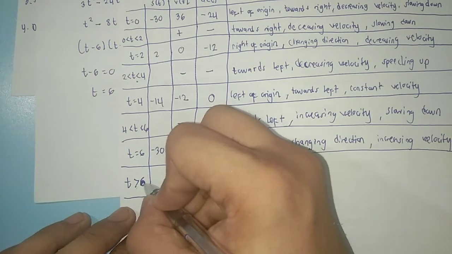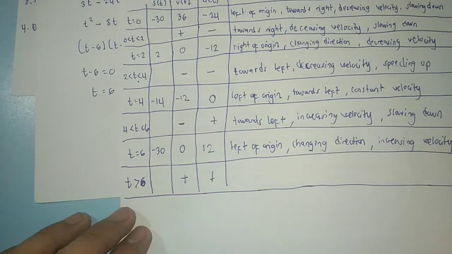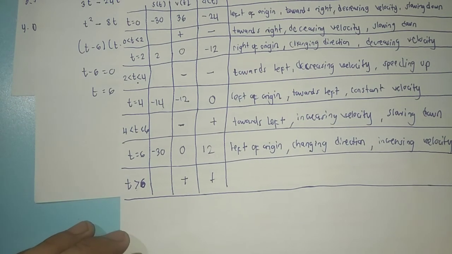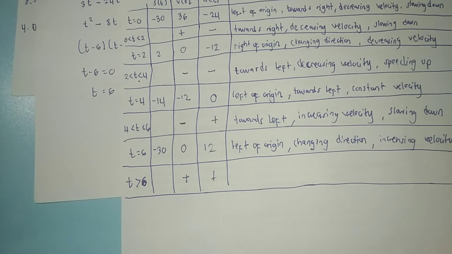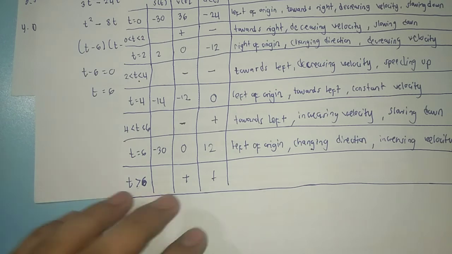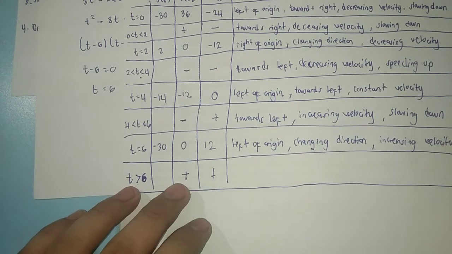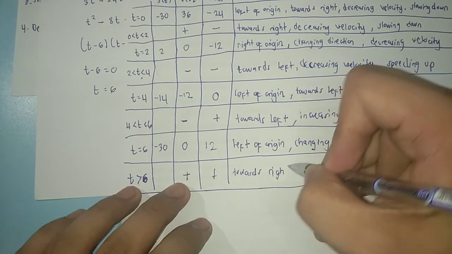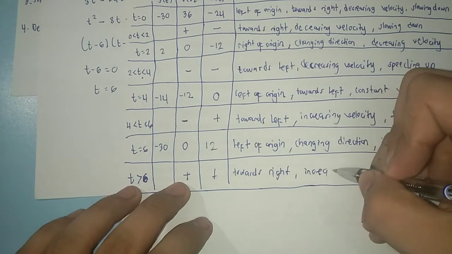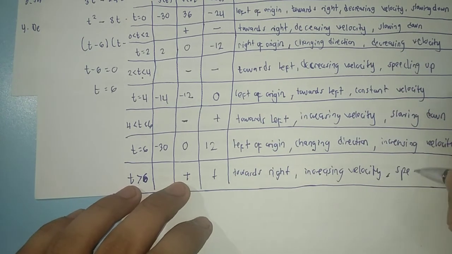Okay? So, magiging positive na yung velocity, positive acceleration kapag sinubstitute nyo, halimbawa 7, and so on, o kahit alin dyan, t greater than 6. Then, ang mangyayari dyan, since positive kasi yung velocity, towards right. Increasing velocity since positive yung acceleration, and then speeding up.